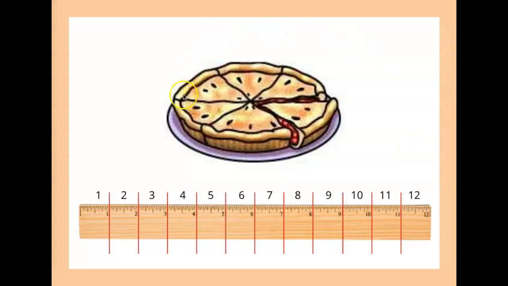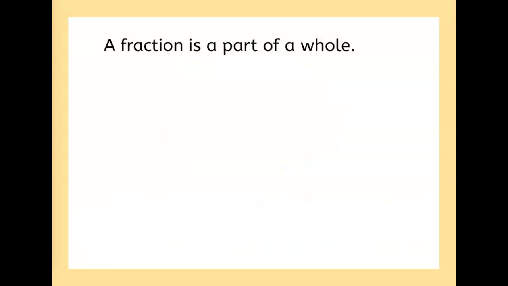So each of the pie pieces that make up 1 whole pie and each of the inches that make up 1 whole foot are called equal parts, and another word for that is fractions. So equal parts means fractions. So again, a fraction is a part of a whole.